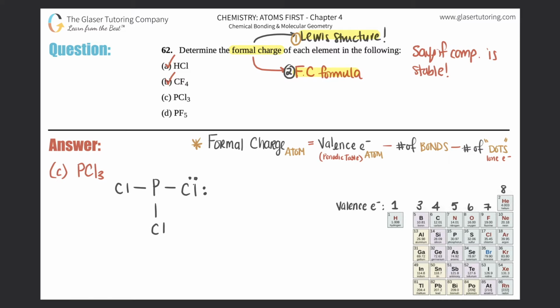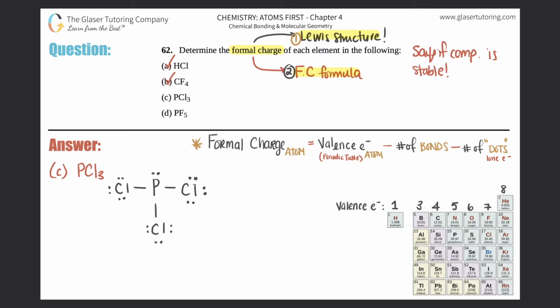Each chlorine has 6 valence electrons. And the phosphorus will have 1 pair, so you'll have 2 dots. So, looks like for this one, all the chlorines are exactly the same. Each chlorine has 6 lone electrons, 3 pairs, and 1 bond. So if you find out what the formal charge for one chlorine is, you'll know for the other ones because they look exactly identical. And then we just got to figure out the phosphorus one.